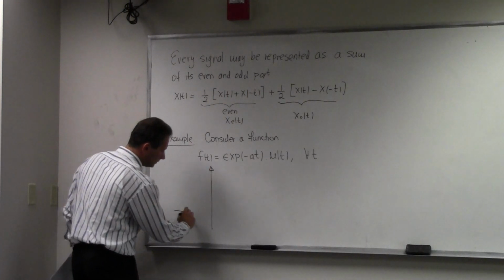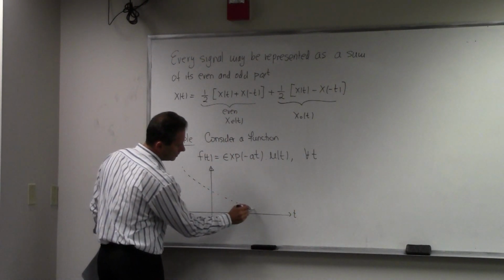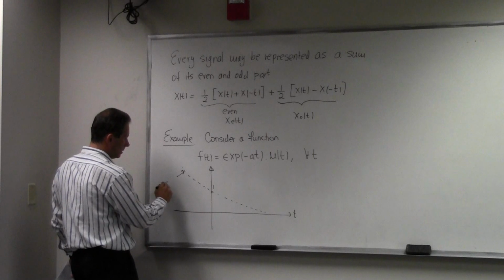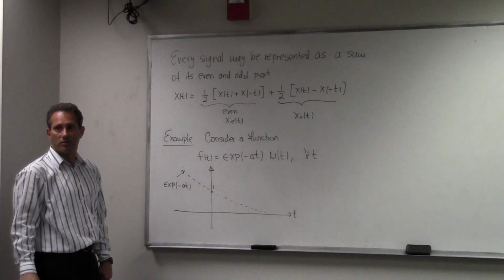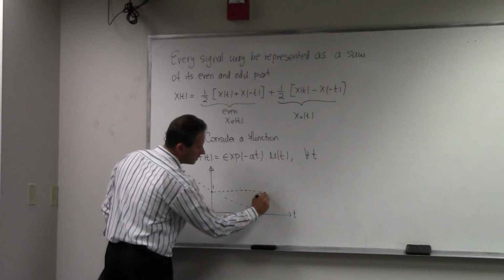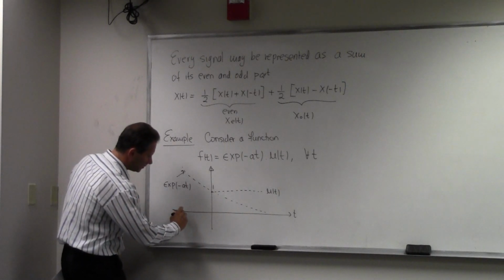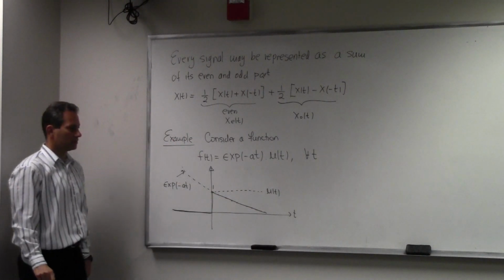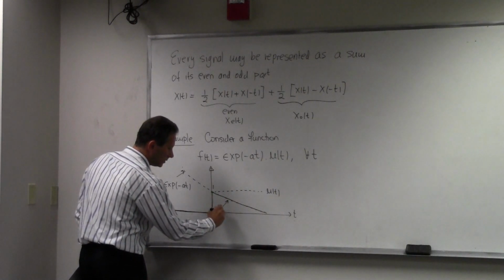Well, here's our coordinate system. E of t looks like this, right? This is e to the minus at. It goes to 1 and then kind of quickly goes towards 0. U of t, we know that this one looks like this. So the product of these two is 0 before 0, then it jumps to 1, and then it decays like exponential. So this is our function, this solid one is f of t.